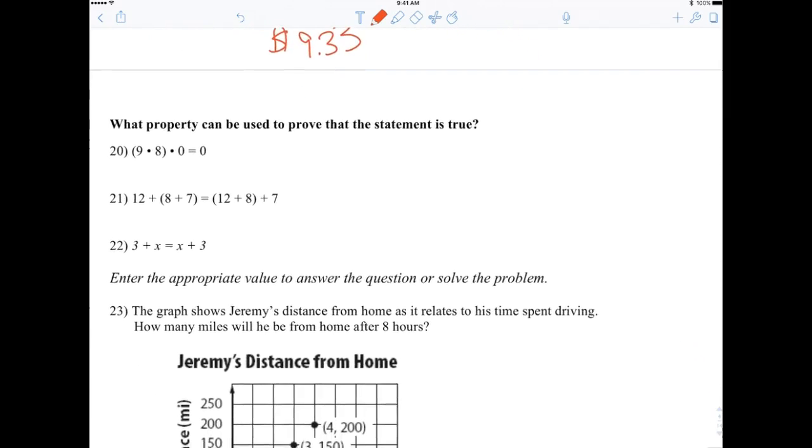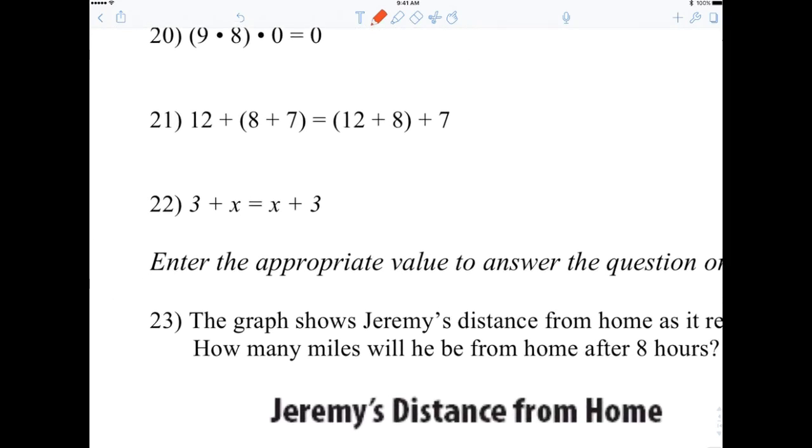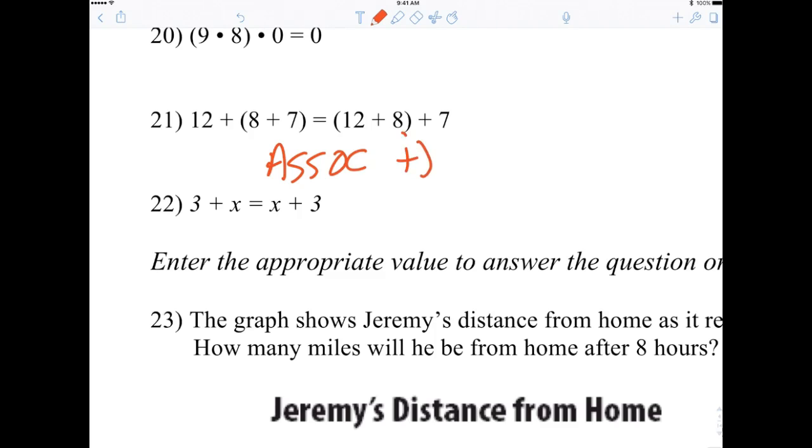All right, 21. What property is 12 plus 8 plus 7? Oh, sorry. What is it? Associative? Yes, the associative. Remember, if the grouping changes, it's always the associative property. So, associative property of what? Associative property of addition. Nice work, guys.